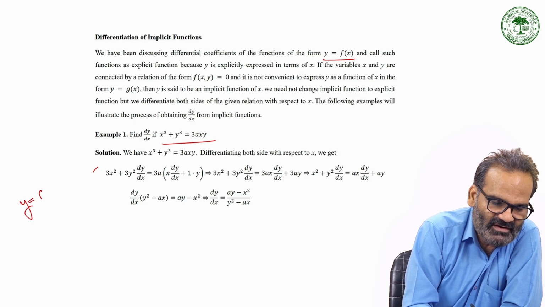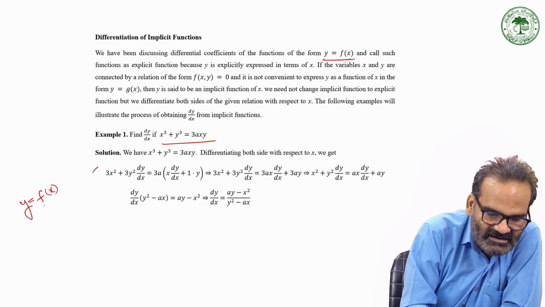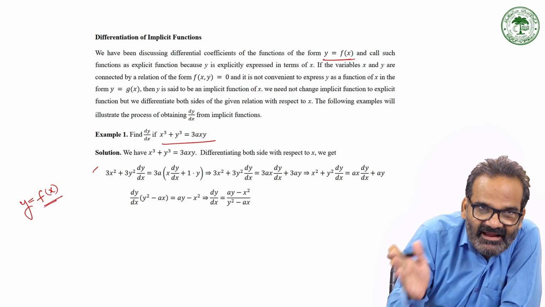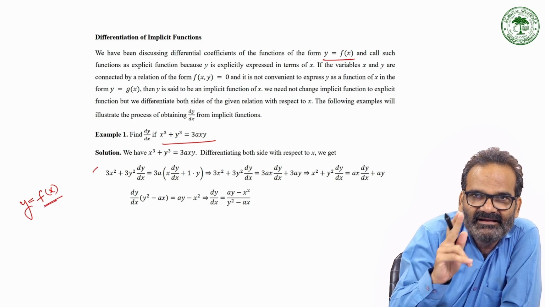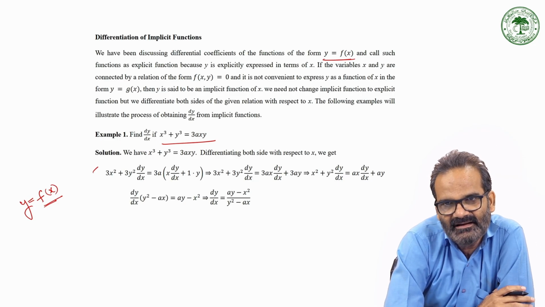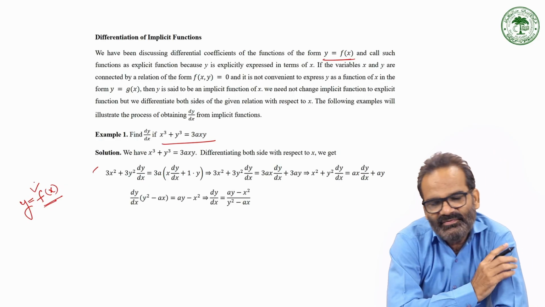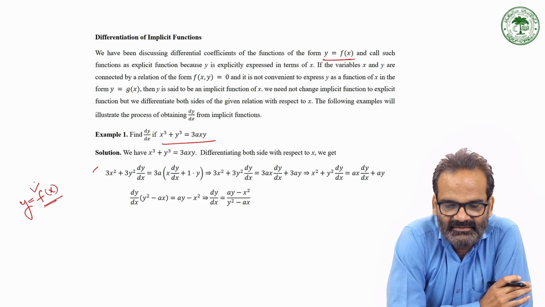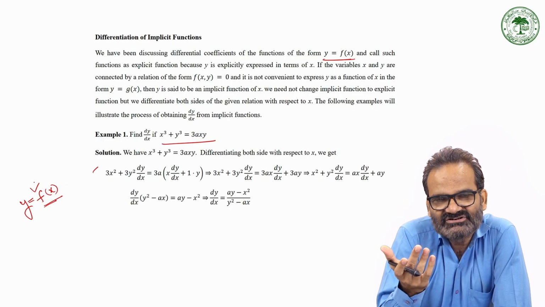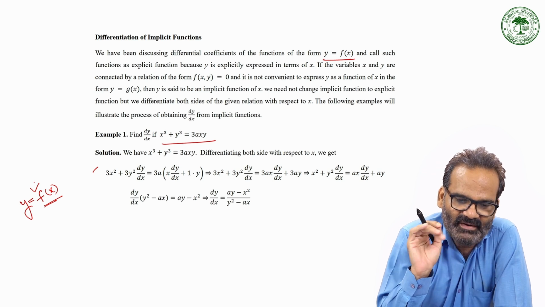Y is equal to f(x). Y is equal to f(x) means what? All the terms of x must be on the right hand side, and a single term of y must be on the left hand side, right? We cannot write this function in this form. So how can we find its derivative? The process, the approach, the methods will remain the same. We are not going to use any new methods.